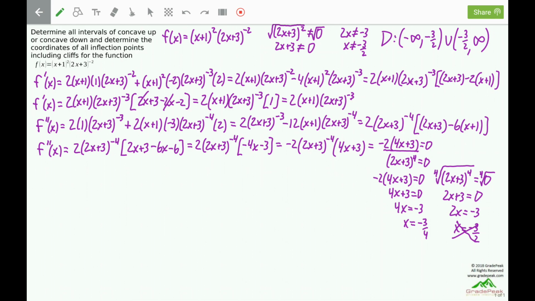We can now draw a domain line, a line representing the domain. The domain has no left end, because it starts at negative infinity, and no right end, because it ends at positive infinity. It is broken up because it cannot include negative 3/2. And that's because negative 3/2 is making the denominator equal to 0, and it can't be that. Therefore, x equals negative 3/2 is actually a vertical asymptote, breaking up the domain.